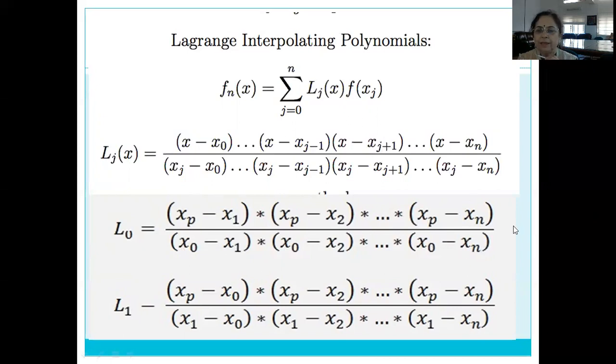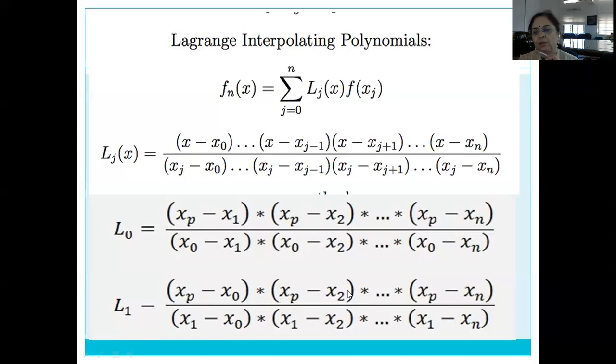Again, we can check for j equal to 1. Here i equal to 1 means the x1 data point will not be considered in the numerator. So we take xp, the unknown data point, minus x0, then xp minus, now x1 is omitted, directly x2 is taken, because j is 1 and we cannot take i equal to j.